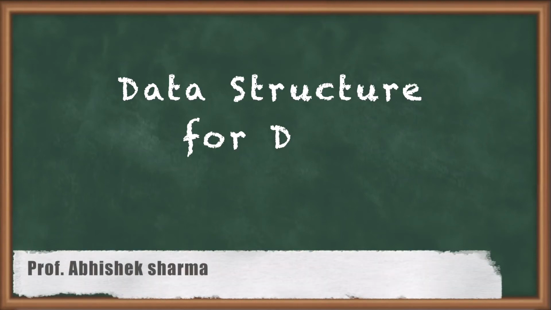Hello friends, in today's class we are going to see the data structure for directed acyclic graph, which include quadruples, triples and indirect triples.